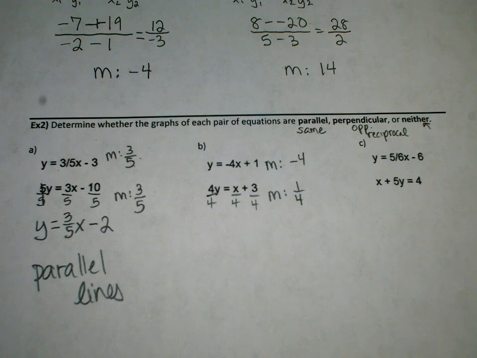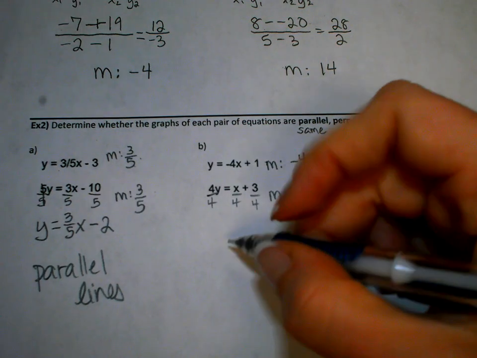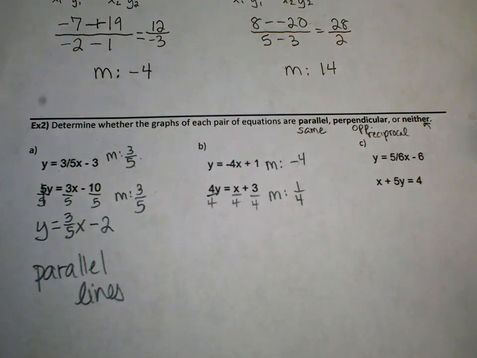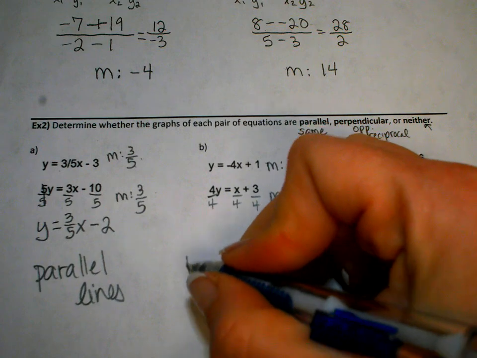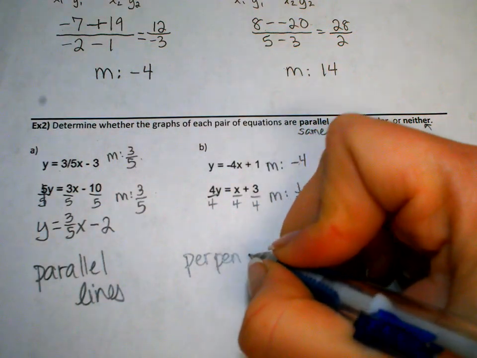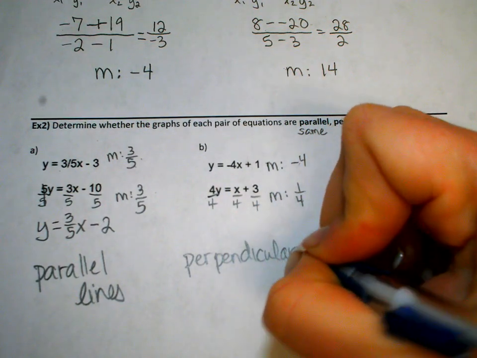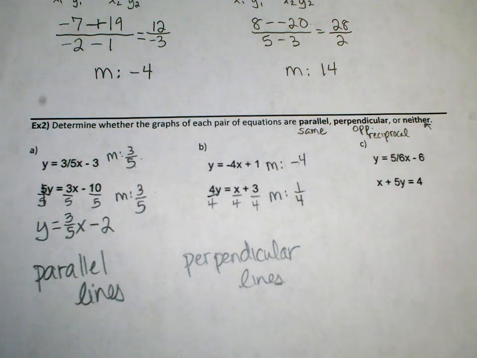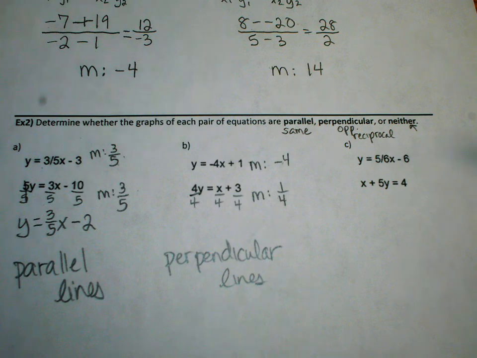Okay. My slopes. I've got a -4 and then I've got a positive 1/4. Those are opposite signs and reciprocal fractions. 4 over 1, 1 over 4. So that is going to be perpendicular. And we're good. Last one requires a little bit of work.